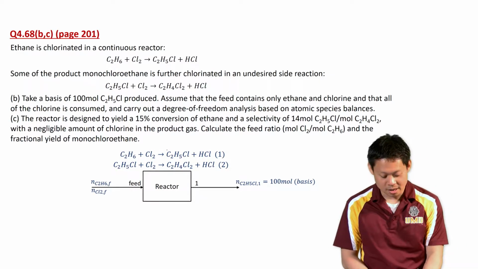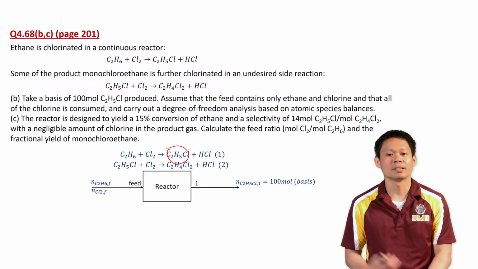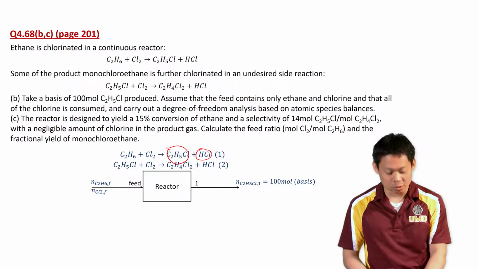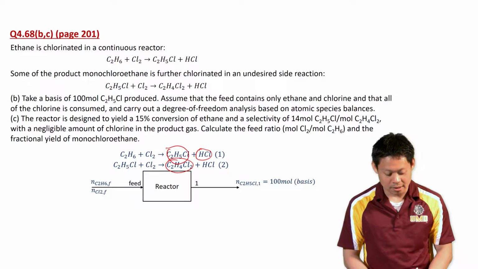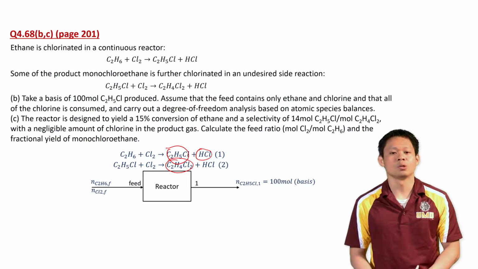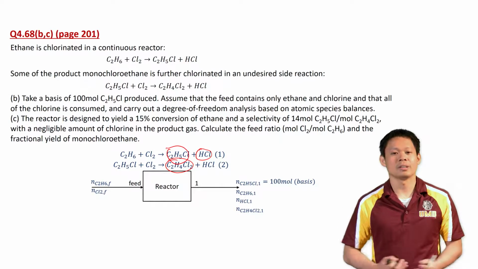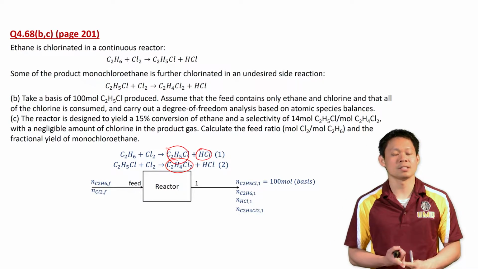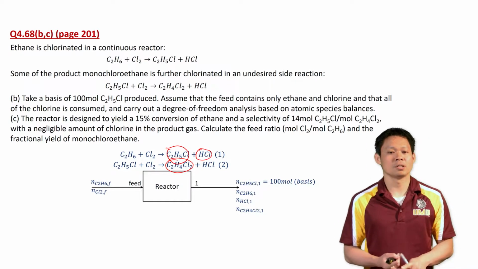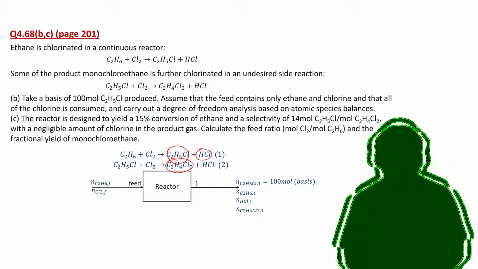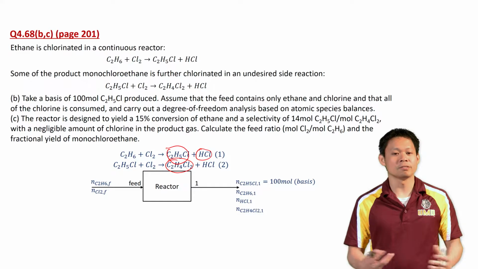So what are the products? We have C2H5Cl, that one is already labeled. We have HCl, we need to label that, and we have our C2H4Cl2. So we should have three products and then our ethane. And so now the three that have not been labeled are our C2H6 that has not been reacted, our HCl, which is one of our products, and C2H4Cl2, which is the other product we haven't labeled. So that's our fully labeled diagram.